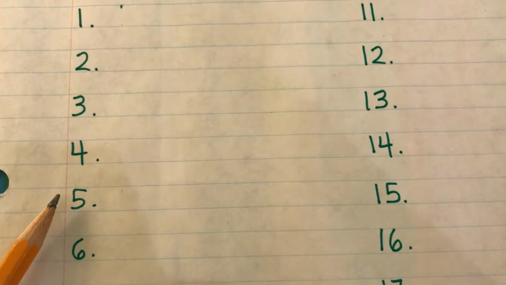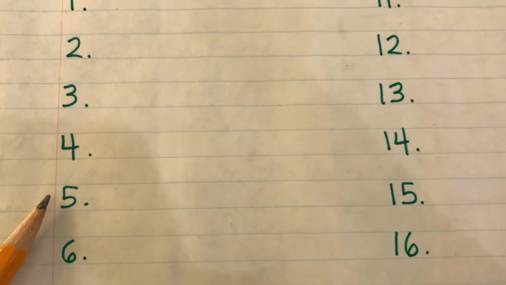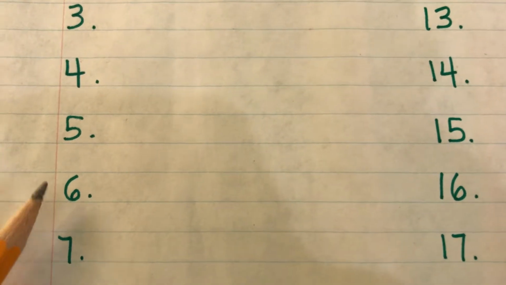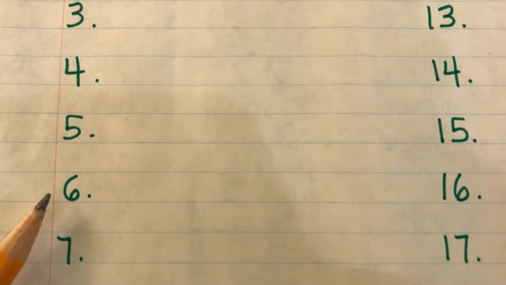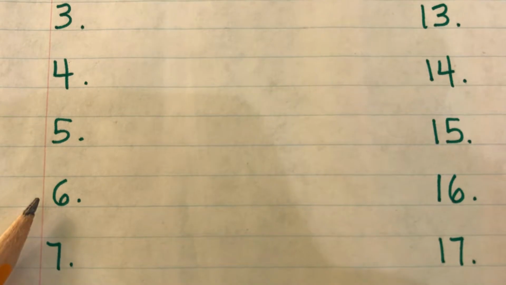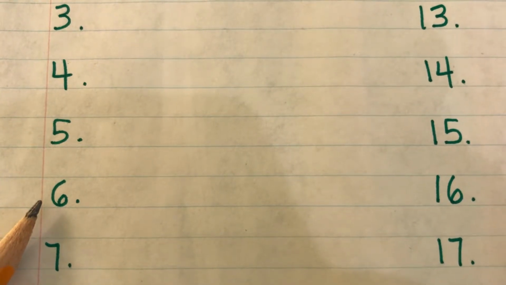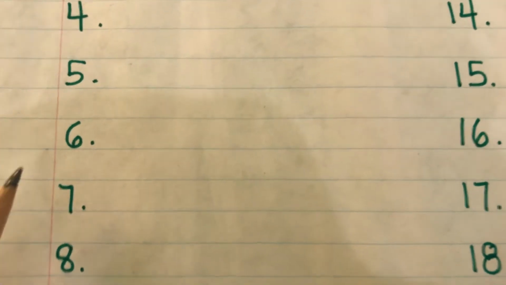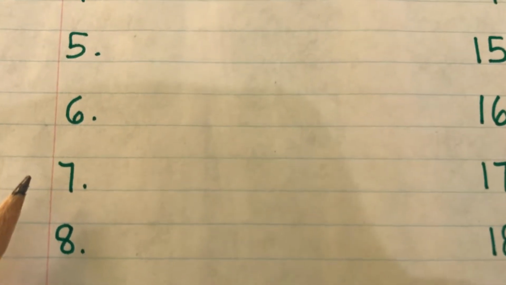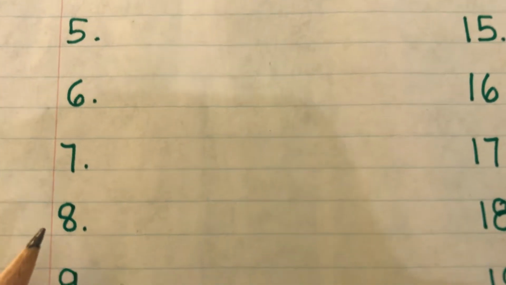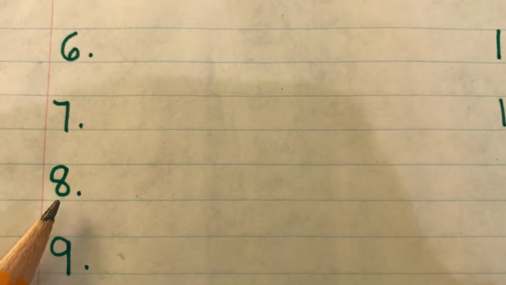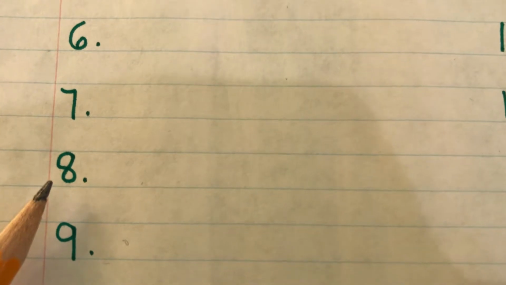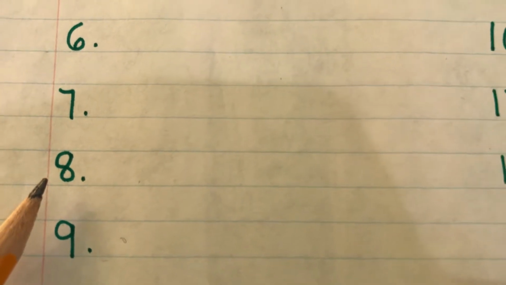Okay, so now we're on number 5 is the. That's a pretty easy word. 6, corner. Number 7, Ellen. Next we have the pronoun I. The pronoun I.